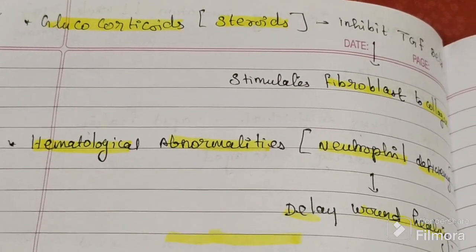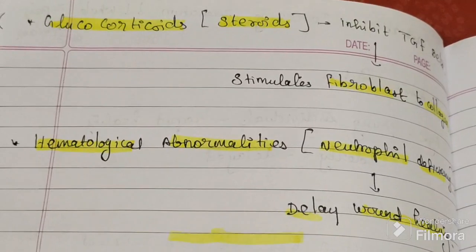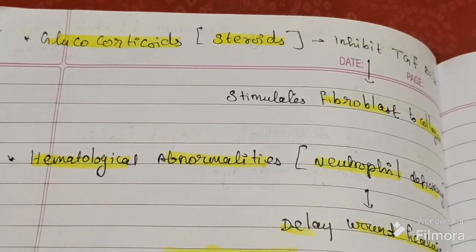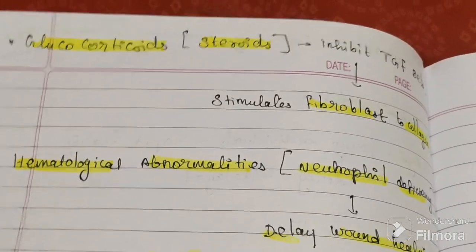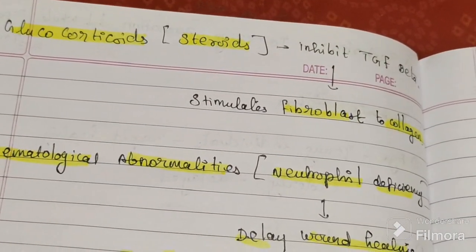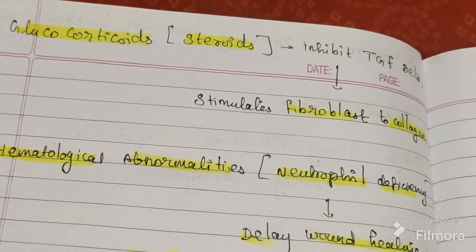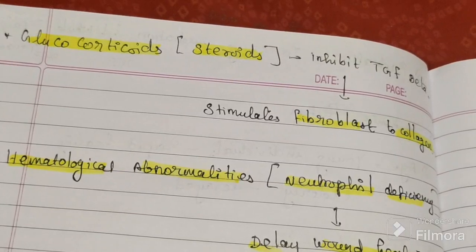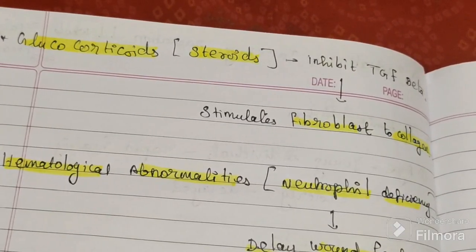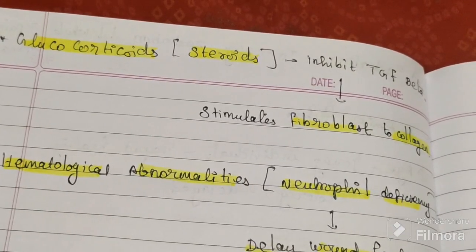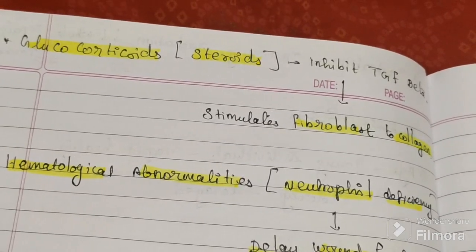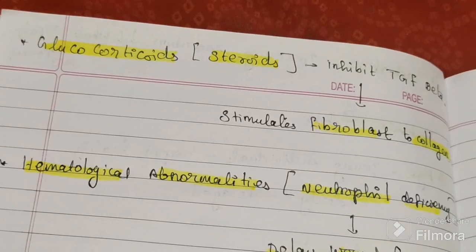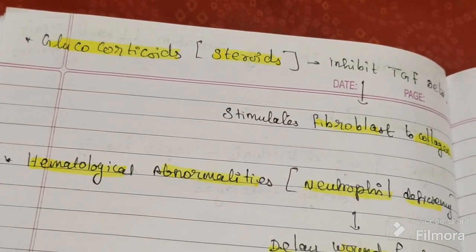Next, glucocorticoid steroids. Glucocorticoids, steroids, most importantly inhibit TGF beta. TGF beta is important for healing by connective tissue deposition; it stimulates fibroblasts to synthesize collagen. So with decreased fibroblast activity, wound healing might not be proper if there is glucocorticoid supplementation in these cases.